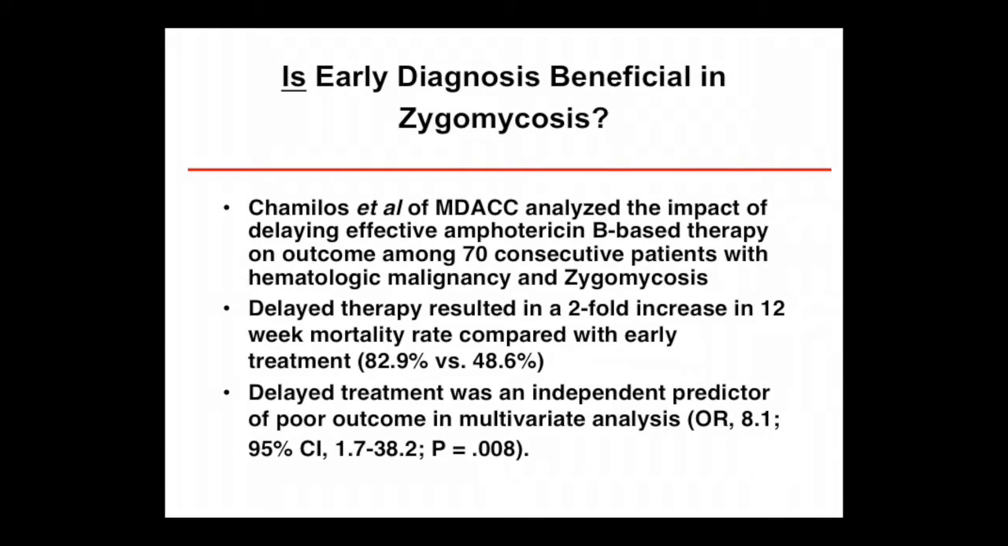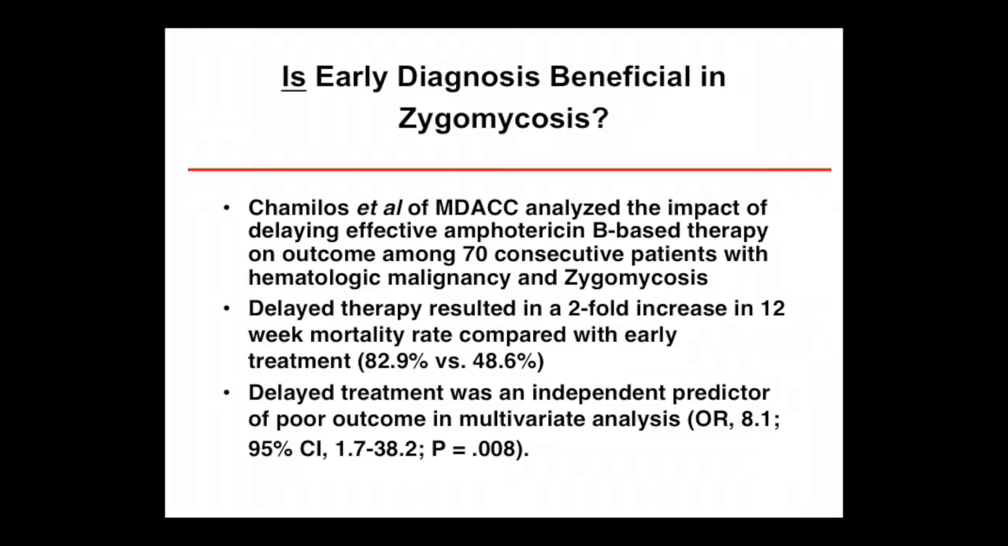But is early diagnosis beneficial? If I told you that I had a compound that could improve survival by 100%, we would be doing cartwheels in the aisle. I do not. But we do have data from Dimitrios Kontoyiannis to show that early diagnosis doubles survival. So Dr. Kontoyiannis and colleagues at MD Anderson very nicely show the impact of effective amphotericin B in 70 consecutive patients, where delayed therapy resulted in a twofold increase in 12-week mortality. Conversely, early diagnosis significantly reduced mortality and improved outcome.